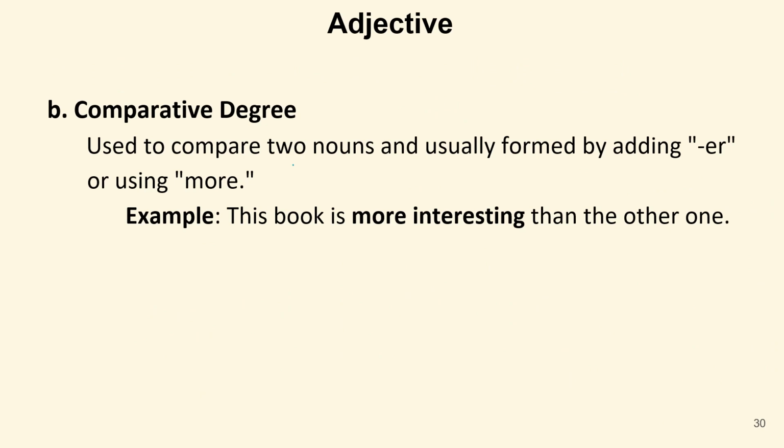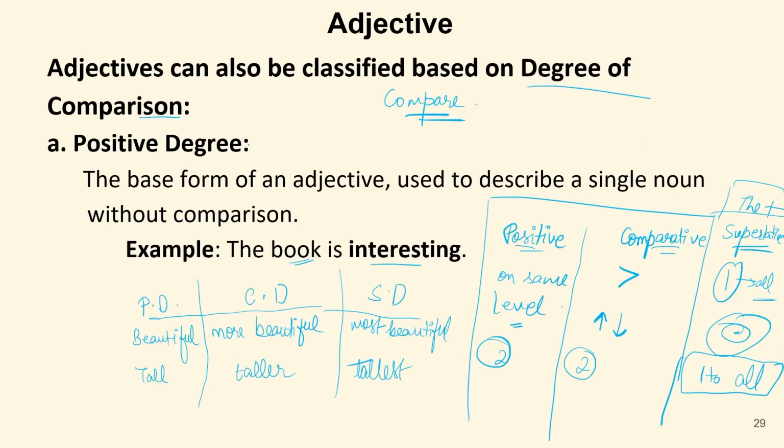So, used to compare, now comparative degrees. This is positive degree when the base form of an adjective is used to describe a single noun without comparison. This is called positive degree of adjective, or we compare on the same level. Compare on same level. This is called positive degree of adjective.